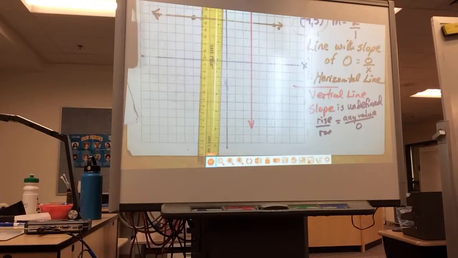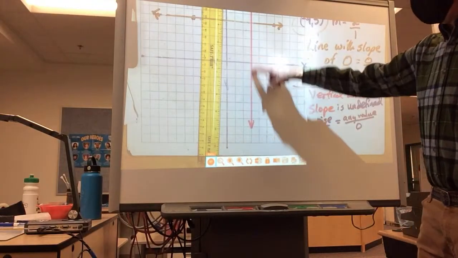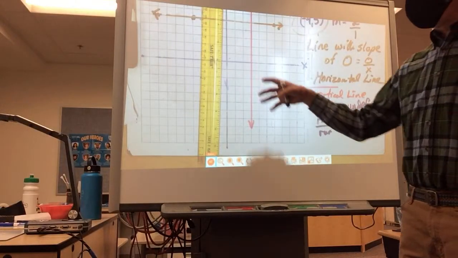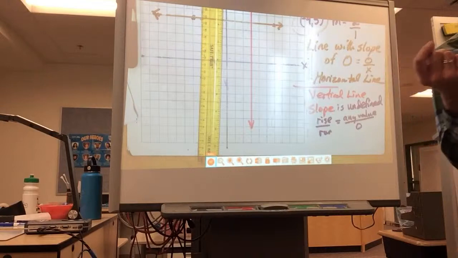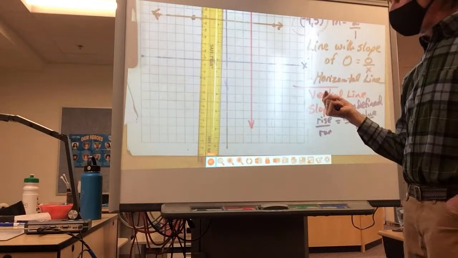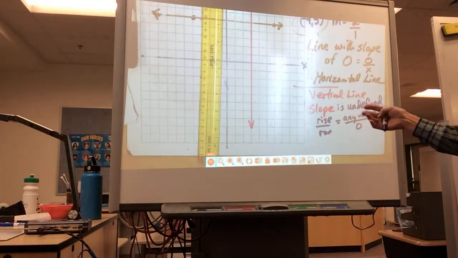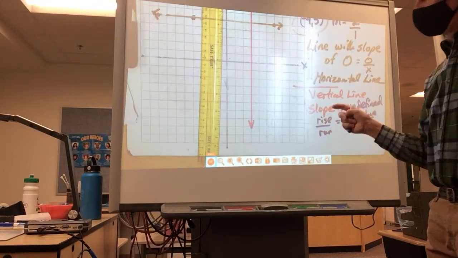So that gets us to this whole idea of what is undefined. See, you can't take a rise of 5 divided by 0 and make that into a value. And you can't take 10 divided by 0 and make that into a value. So we have to say it's undefined.